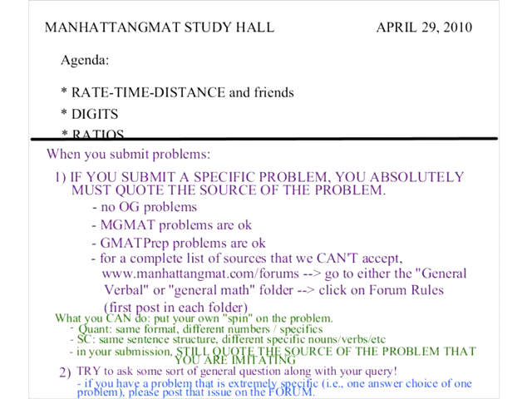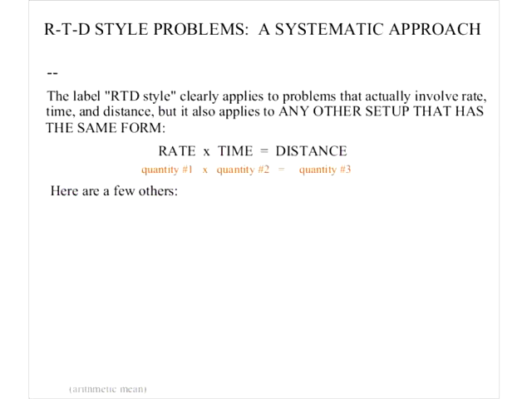So here we go. Systematic approach to rate, time, distance. And notice that we're not just calling them rate, time, distance problems. We're actually calling them rate, time, distance style problems because, as it says on the slide, there's a whole genre of problems that have exactly the same form and thus can be solved in exactly the same sort of way.